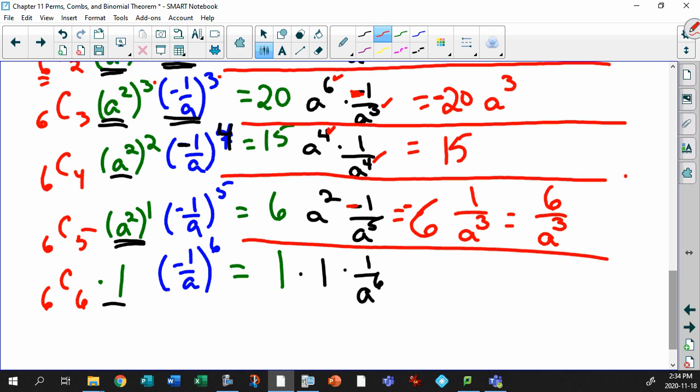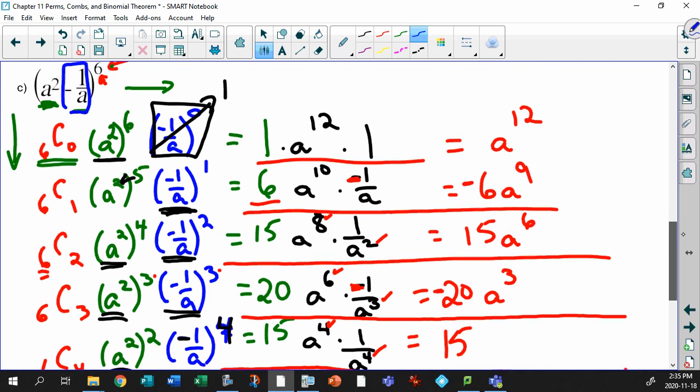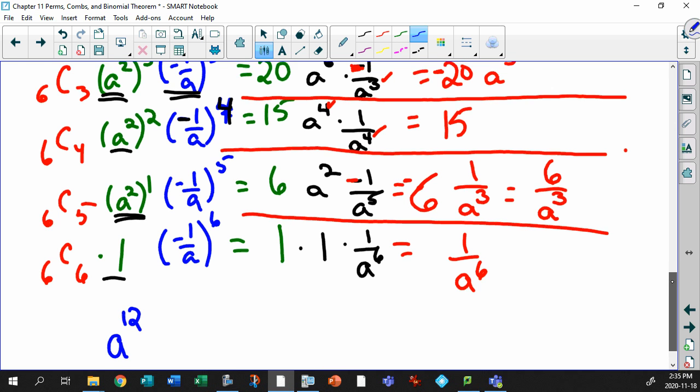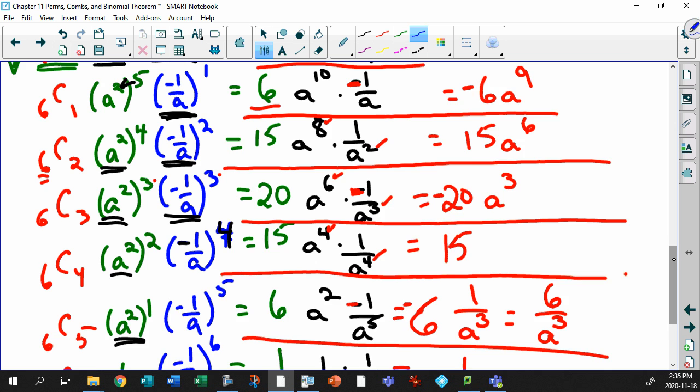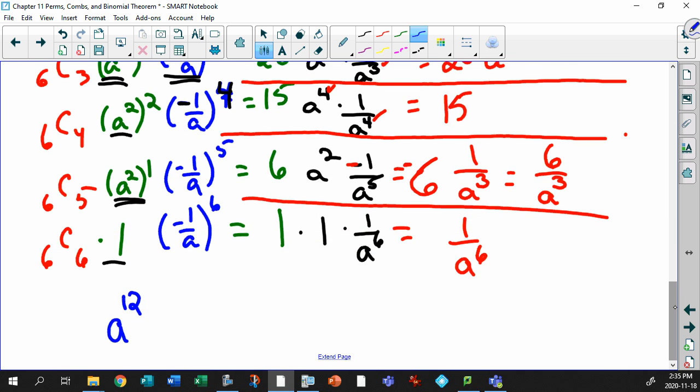And then finally, last but not least, this is going to be 1 times 1. Oh, that's tough. Times 1. Oh, that's even tougher. 1 over a to the 6. So look what we have. Oh, my goodness. This is so amazing. Go right back to the top again. We have a to the 12. Right? A to the 12, let's write it down. A to the 12. Okay, next one, according to our organization here, is minus 6a to the 9. Okay, minus 6a to the 9.